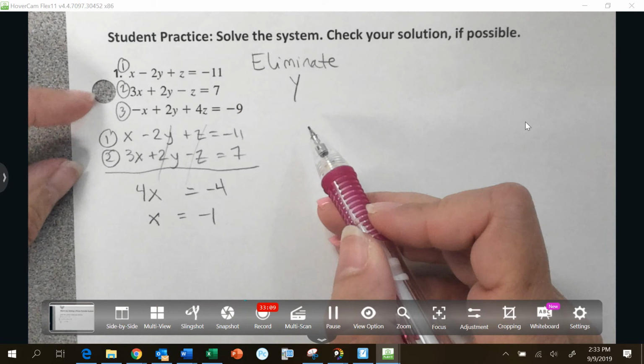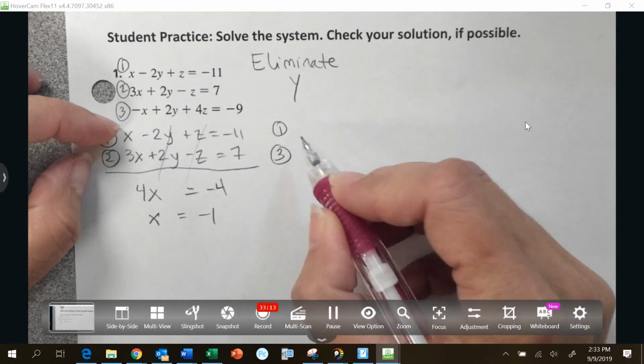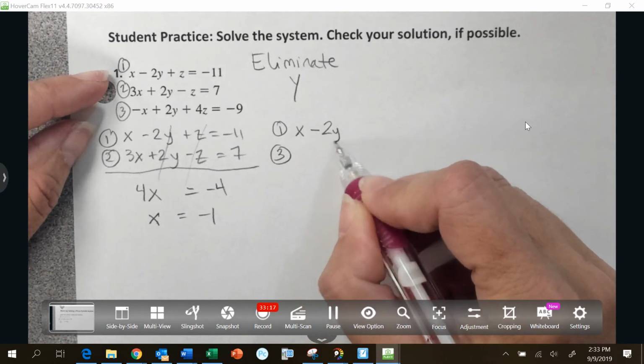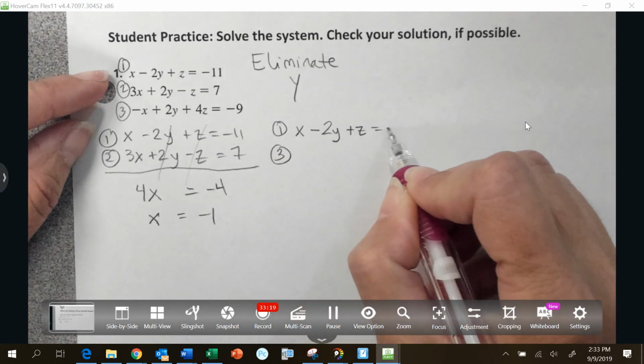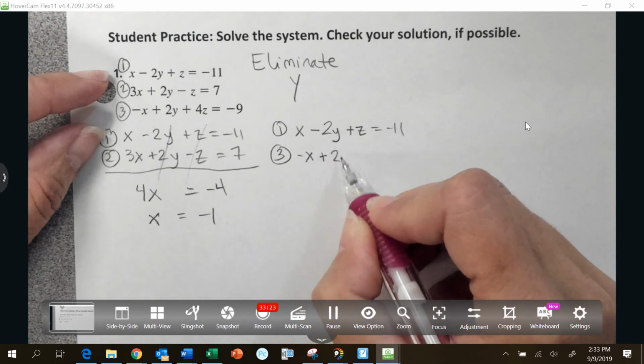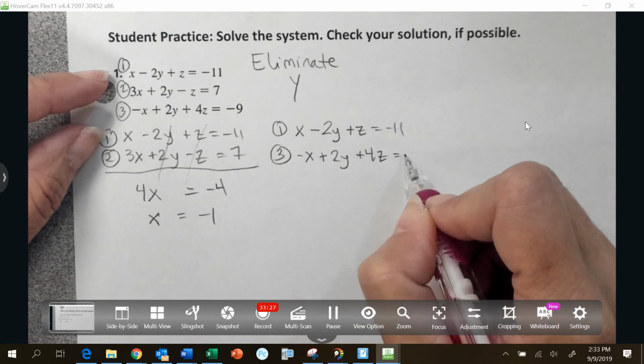What are we going to do? 1 and 3? I would do 1 and 3, but you can do what you want. I'm doing 2 and 3. The work will look different, so I don't know if you'll be able to tell how bad you mess up.